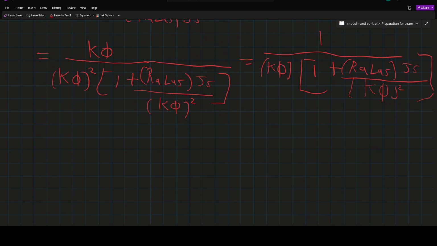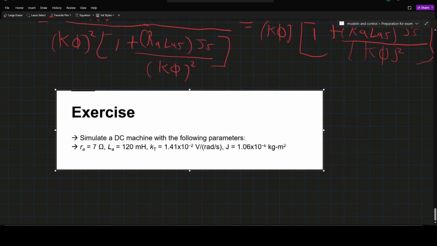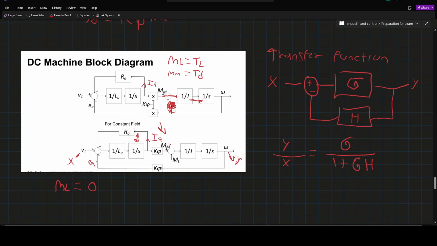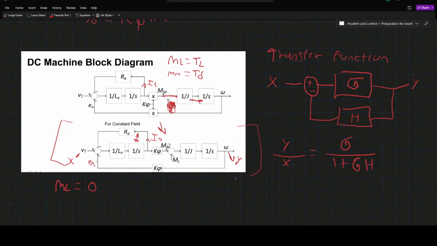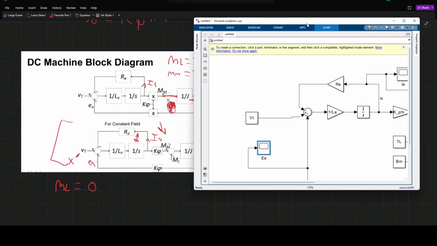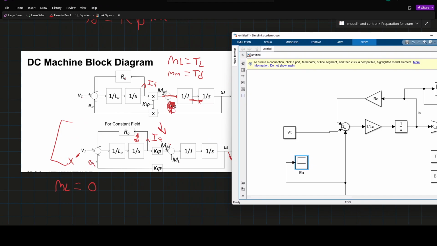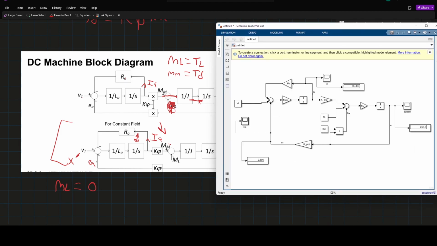Okay, so now let's do this. We get this exercise that is telling us to simulate a DC machine with the following parameters. So we're gonna follow this block diagram and we are just gonna write it on MATLAB to, okay, let me open MATLAB first. Okay, so if you see here, hope you can see it. Okay, this is the diagram.